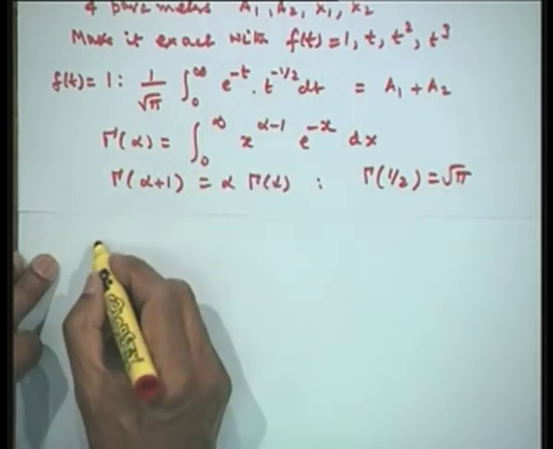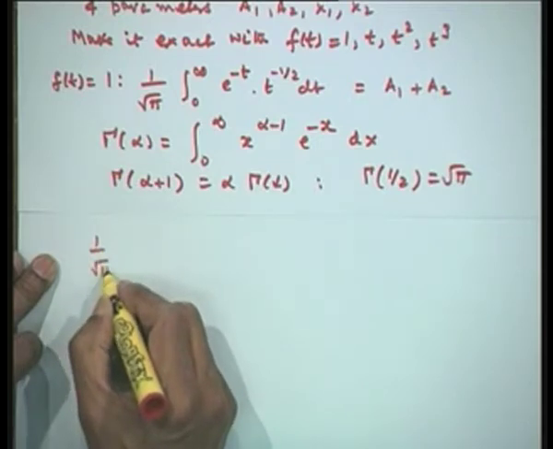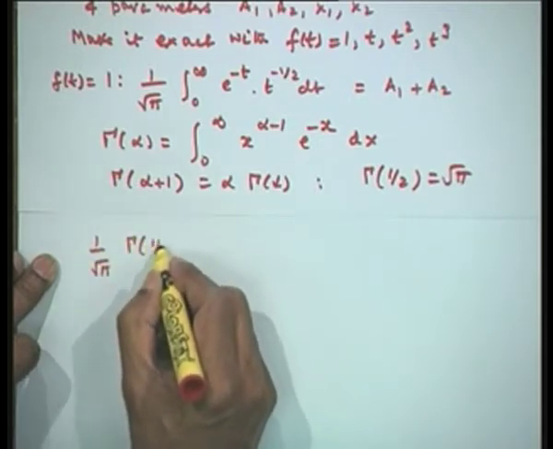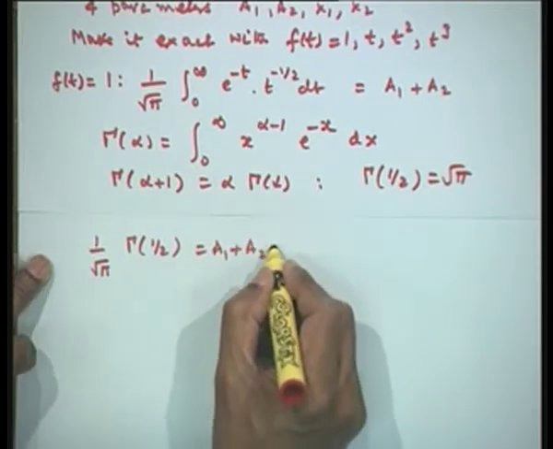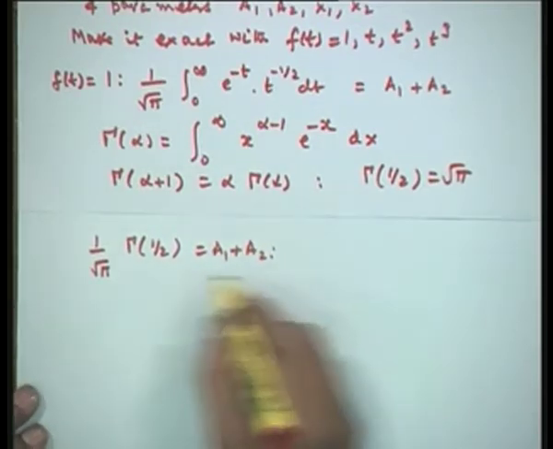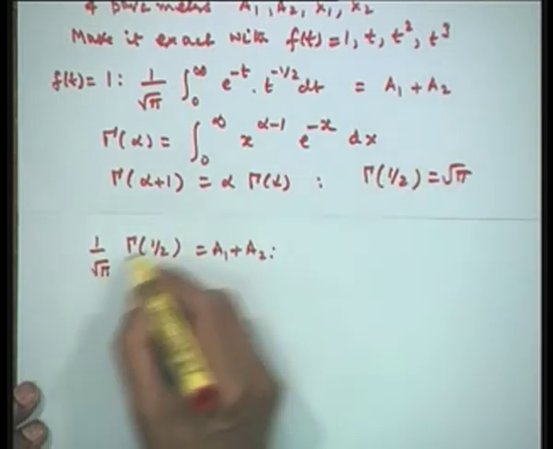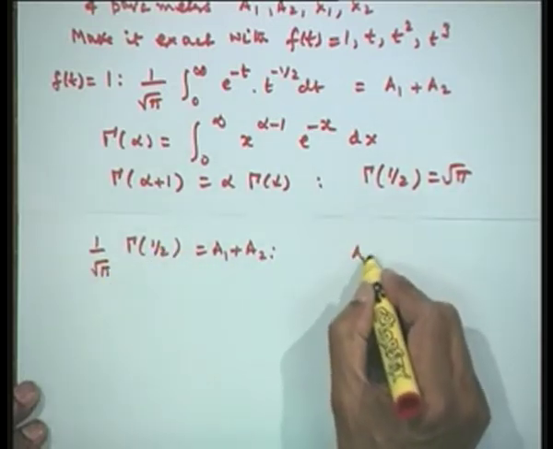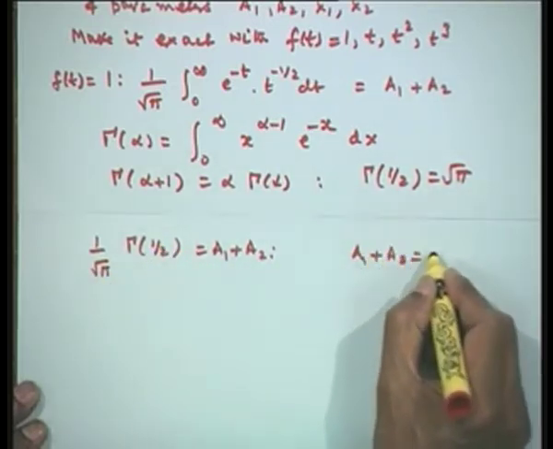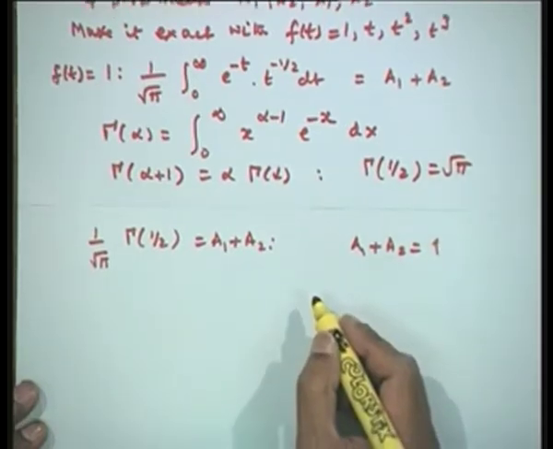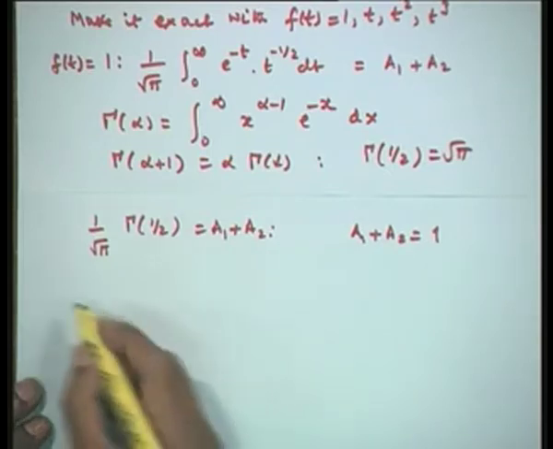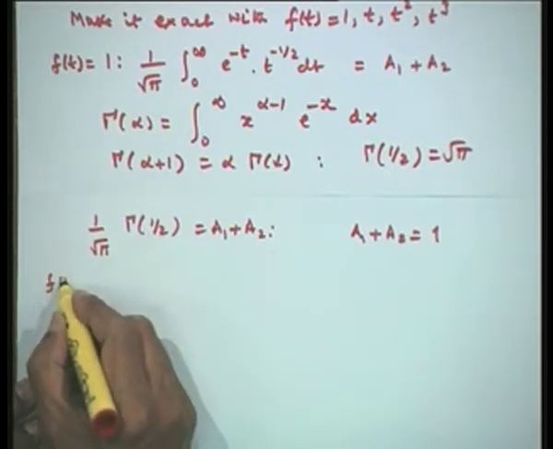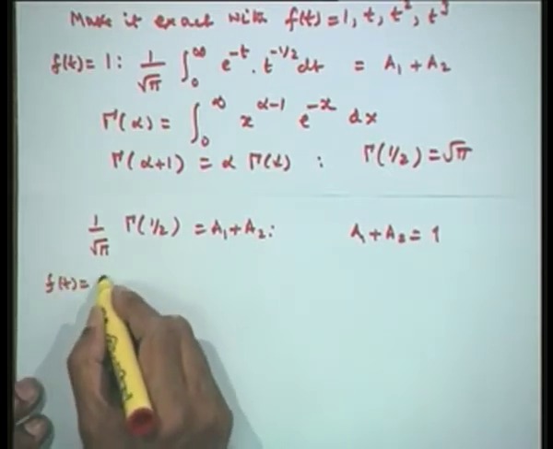Therefore, the left hand side is 1 upon root pi gamma of half, and the right hand side is a1 plus a2. And gamma half is root pi, therefore root pi cancels. I have the first equation as a1 plus a2 is equal to 1. Now, the remaining equations are easy for us to do.